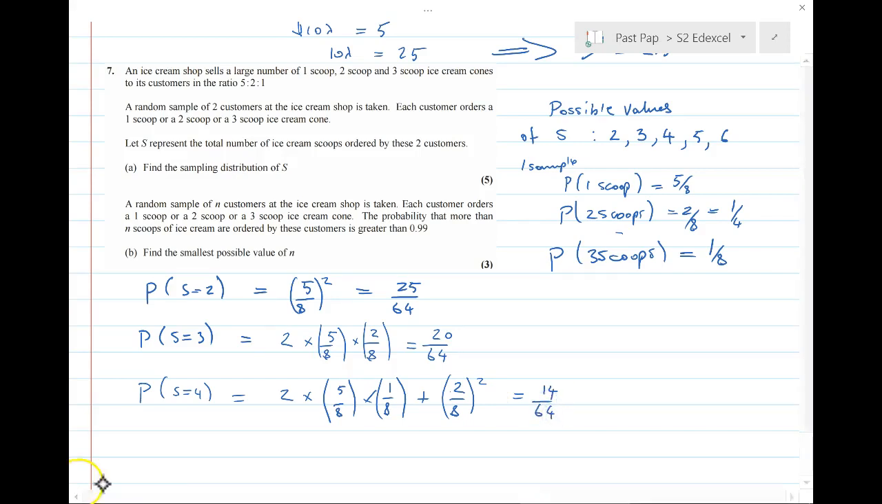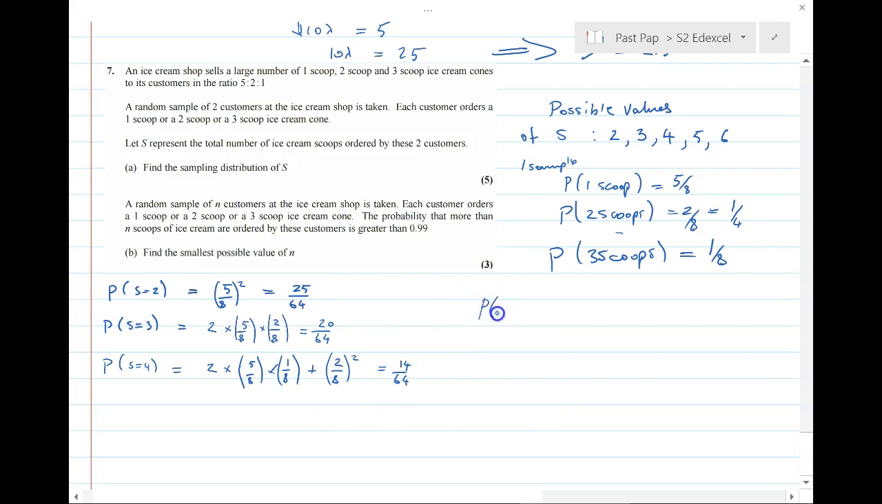Okay, so probability S equals 5. One of them's got to have a 2, the other one's got to have a 3. That's 2 lots of, because it could be either direction. That's 2/8 for the 2 scoop and 1/8 for the 3 scoop. That comes to 4/64.